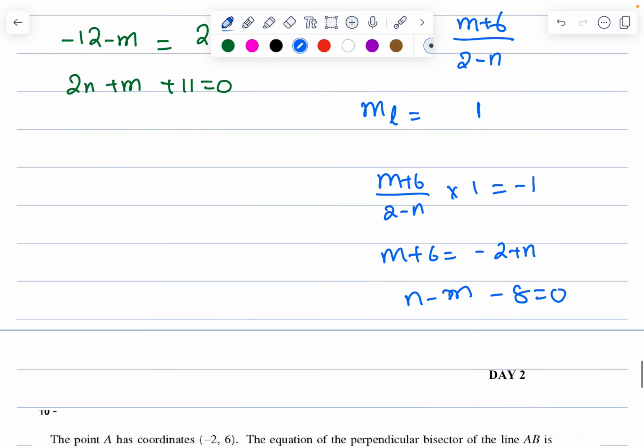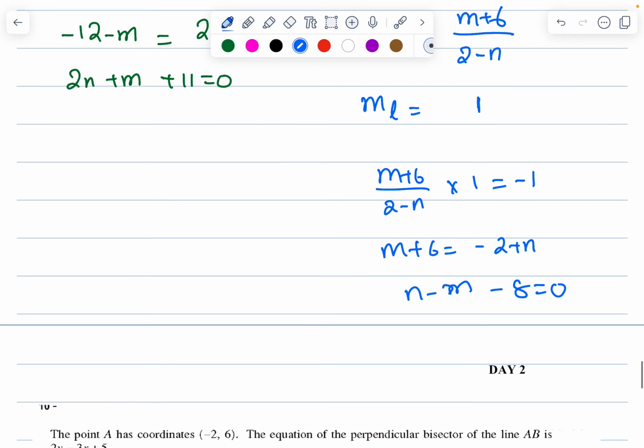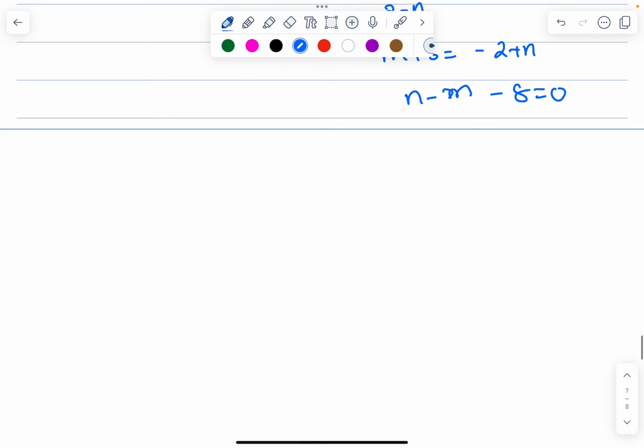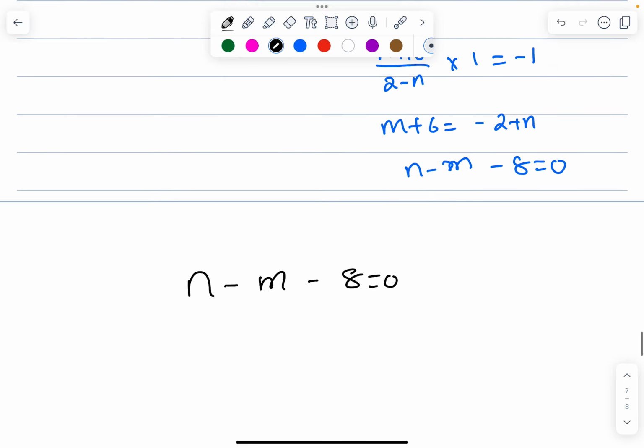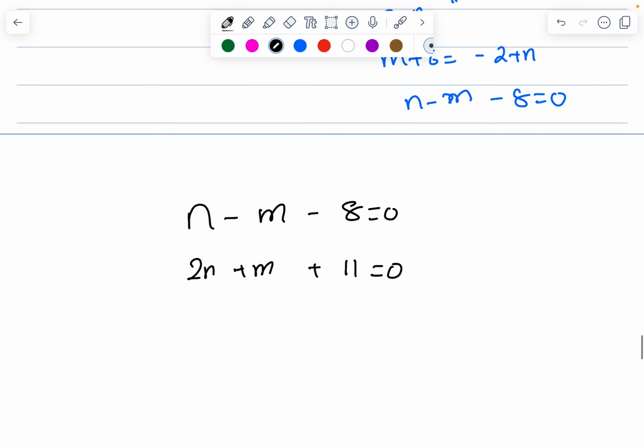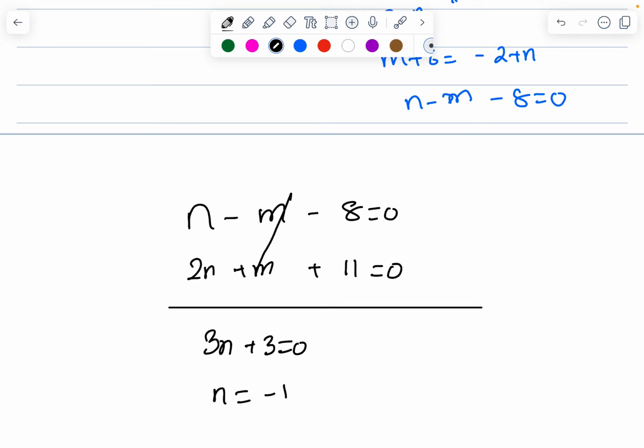I have to solve these two equations. What are those two equations I got? I got n minus m minus 8 equals to 0 and 2n plus m plus 11 equals to 0. So add these two equations. M and m get cancelled. 3n plus 3 equals to 0. Then n equals to negative 1.